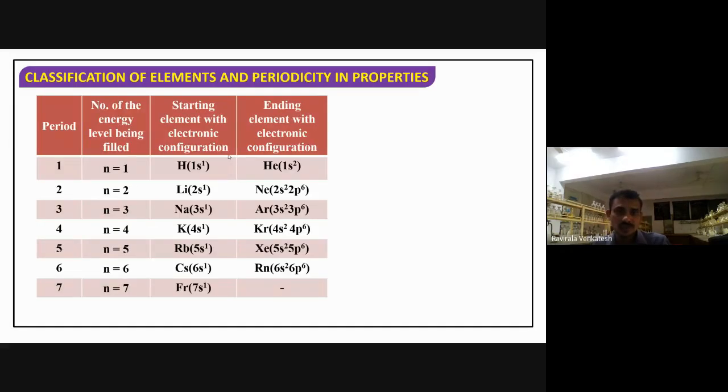What you observe here in the table: n equal to 1, hydrogen to helium. Second period, n equal to 2, lithium to neon. Third period, sodium to argon. Fourth period, potassium to krypton. Fifth period, rubidium to xenon. Sixth period, cesium to radon. Seventh period, francium to oganesson, 7s to 7p6. So this is the table for elements present in each period of the periodic table.